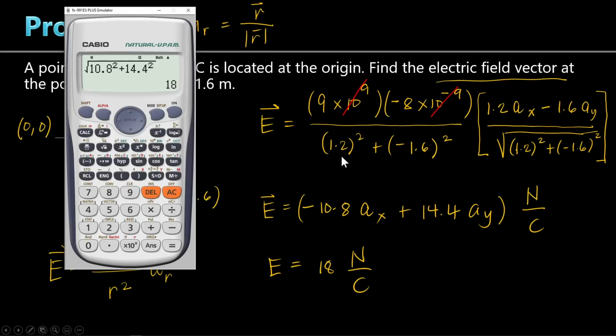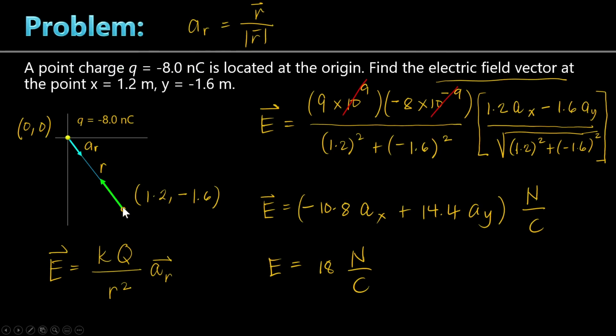Na-prove natin na pag ang kinompute lang natin ay yung magnitude, may sagot tayong 18 newtons per coulomb. Now, yung nakuha nating vector electric field, kung kukunin natin yung magnitude niya, dapat same lang din sa sagot natin na 18, which is correct. Madali lang, di ba? Kung babalikan natin itong vector na ito, meron siyang dalawang components.